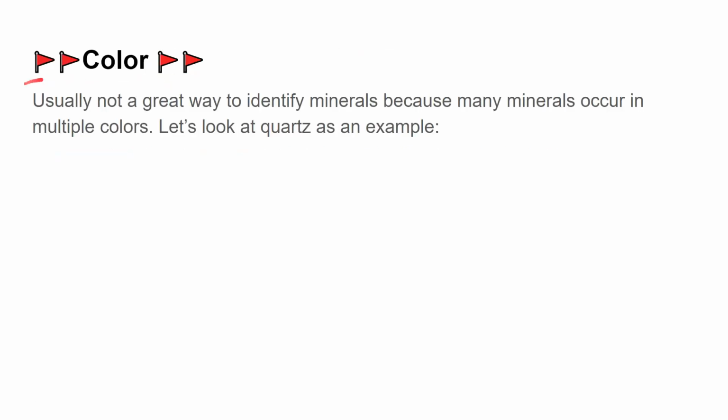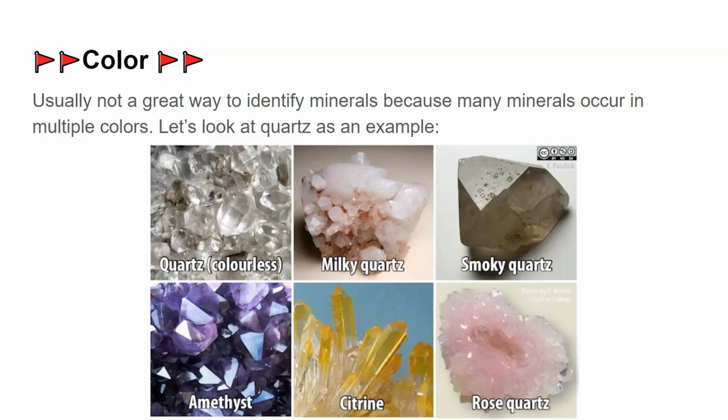Color you have to be very, very careful with when using it for identification purposes, because many minerals occur in multiple colors. So we're going to take a quick look at quartz as an example of this. The mineral quartz is typically colorless, but it could also be a white or translucent milky color that's known as milky quartz. It can be smoky quartz, a gray to black color. The purple variety is known as amethyst. The yellow quartz is known as citrine. We have rose quartz, and almost any other color under the sun.